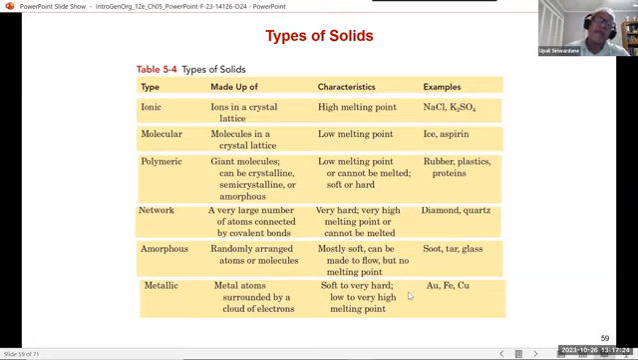If it is ionic, it's ionic crystal. If it's molecular, it's molecular crystal. Polymeric is made out of several units of polymers, like rubber. Network is mainly diamond, quartz, and graphite. Amorphous is carbon, glass, and tar from petroleum industry. Metallic is metals and alloys that have the special property of conducting electricity.